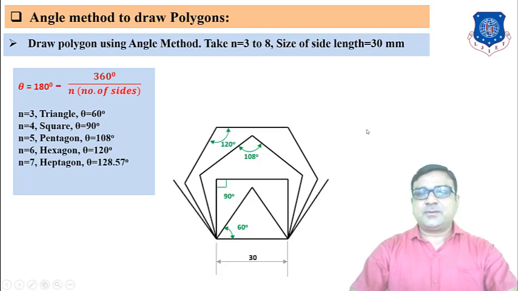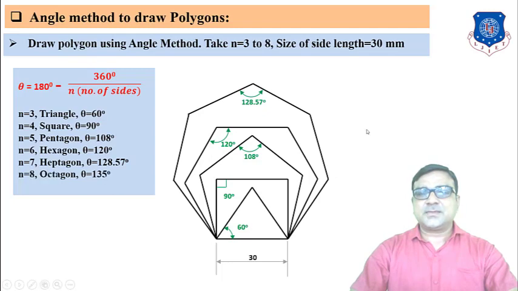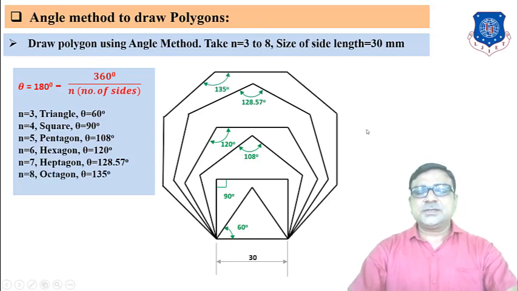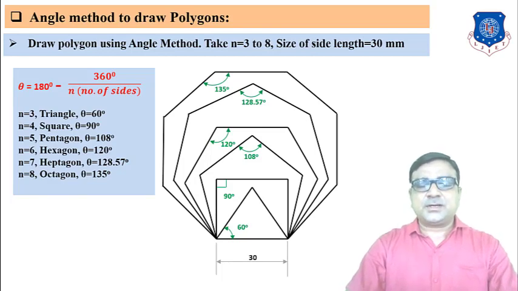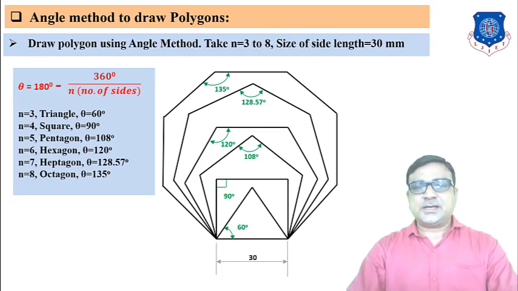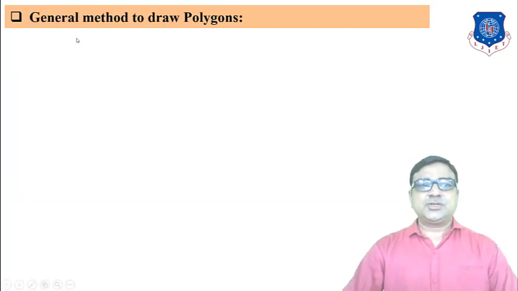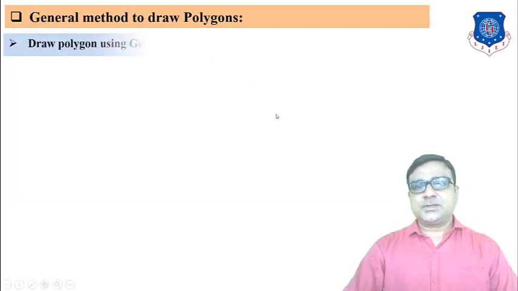Heptagon, 128.57, and octagon, 135 degree angle. So this is a very simple method. By using a protractor, you can draw any size of pentagon. Now our next is the general method for polygons.